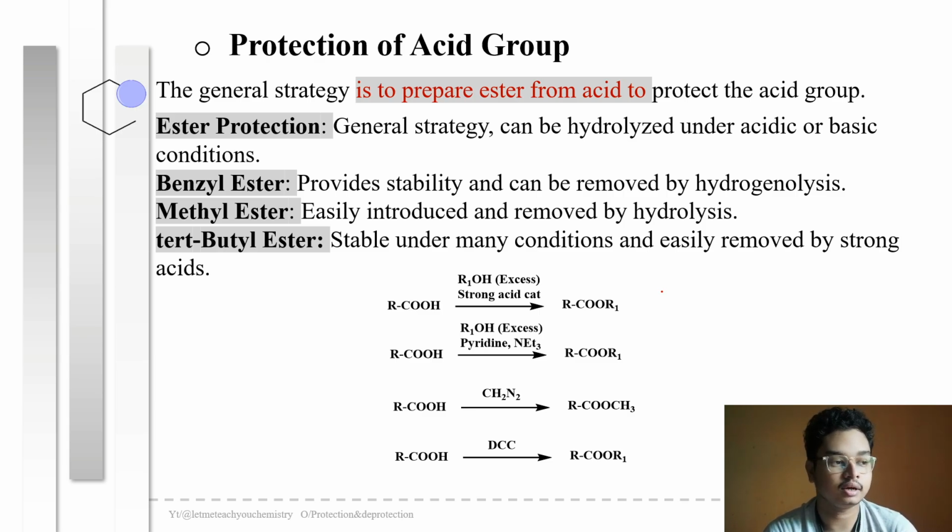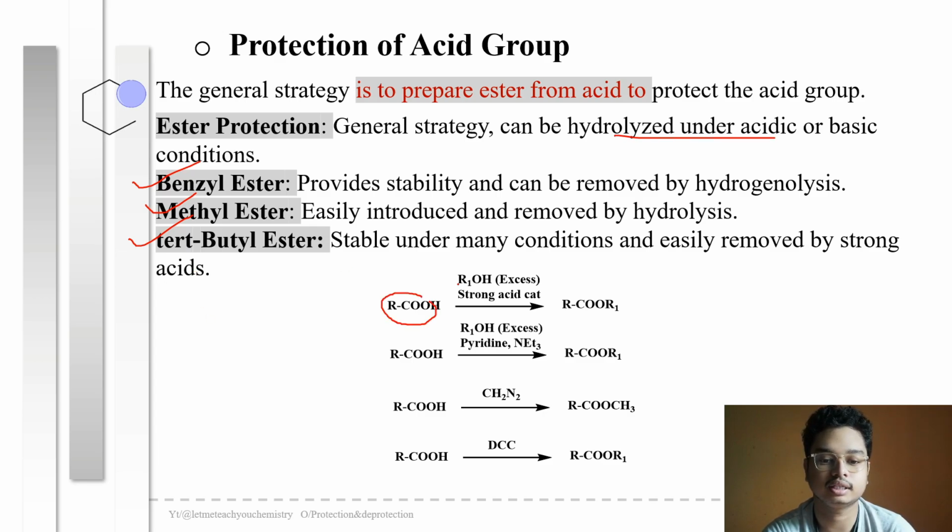The general way to protect an acid group is to generate an ester, because acid to ester generation is very easy. The ester protection can be hydrolyzed under acidic or basic conditions. Different esters can be produced, such as the benzyl ester, methyl ester, and tert-butyl ester, and this ester protection can be easily removed by adding strong acid or through a hydrolysis pathway.